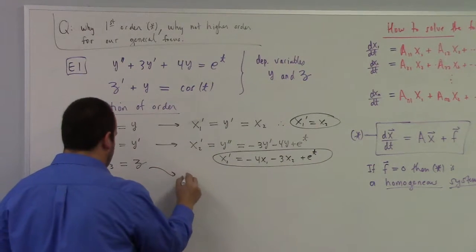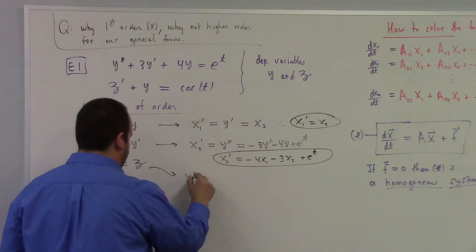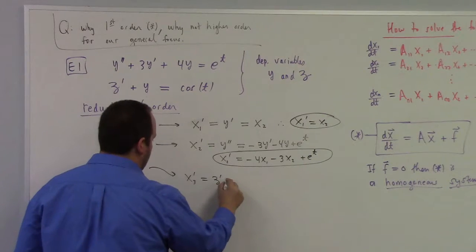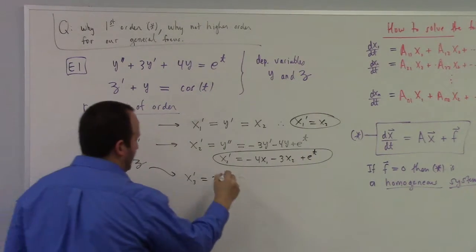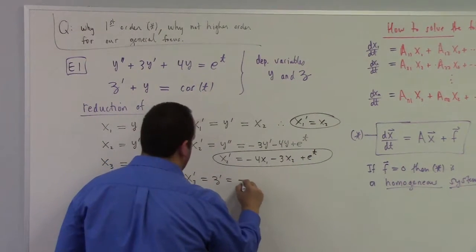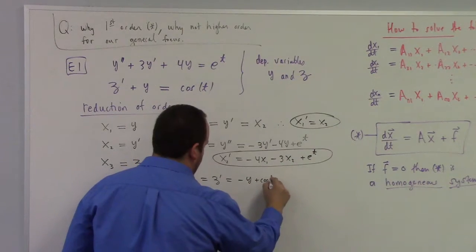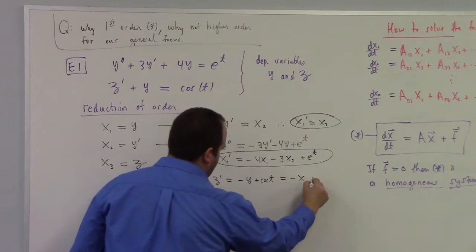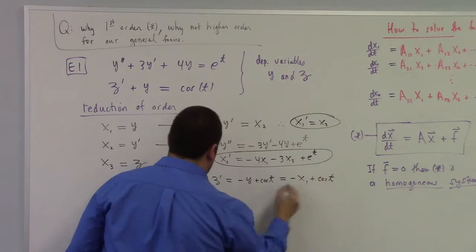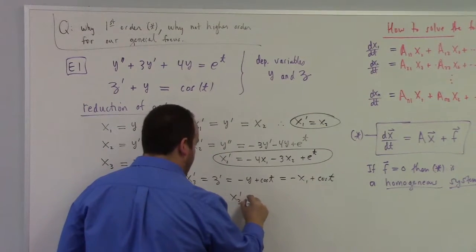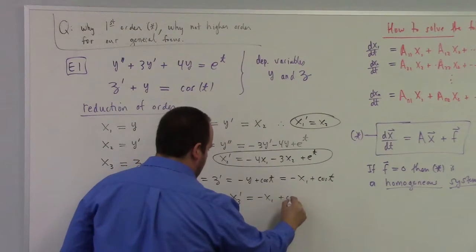This translates into what? x3 prime is going to be what? It's z prime. Z prime is cosine t minus y, right? Or minus y plus cosine t, aka minus x1 plus cosine t. In other words, just to recap, x3 prime is equal to minus x1 plus cosine t.